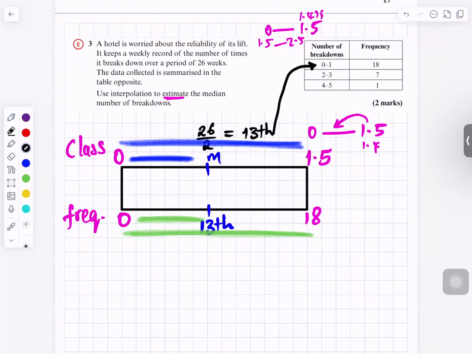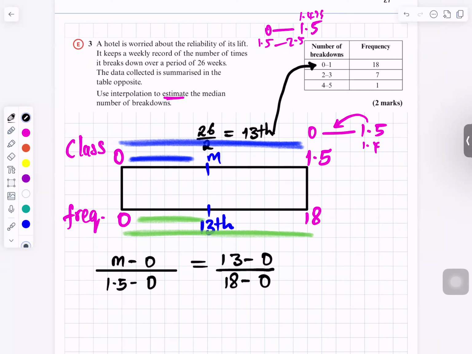So how do we work out the short blue line? M take away 0. You happy with that? The long blue line, 1.5 take away 0, is equal to the short green line, 13 take away 0, over the long green line, 18 take away 0. Now you simplify it. M take away 0 is M. 1.5 take away 0 is 1.5. 13 take away 0 is 13. 18 take away 0 is 18.